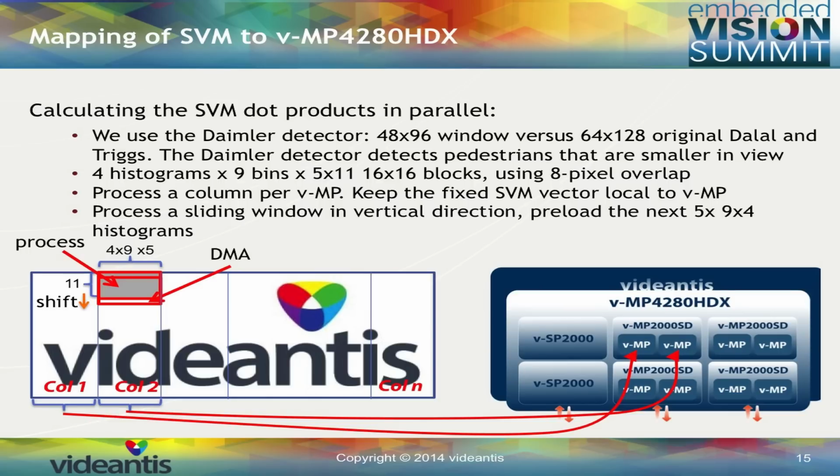For this processing step, we actually operate in columns. So here we split up the image into multiple columns, and each of our MP processors processes a single column. Again, shifting it down every time by a line, doing the DMA in, and then processing on your previous block.